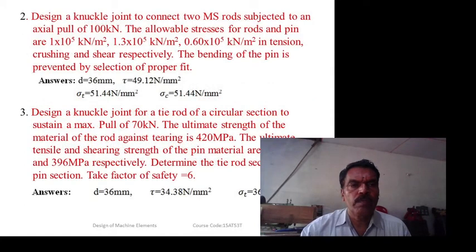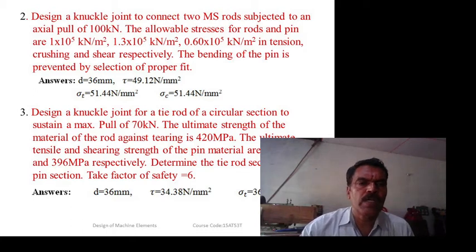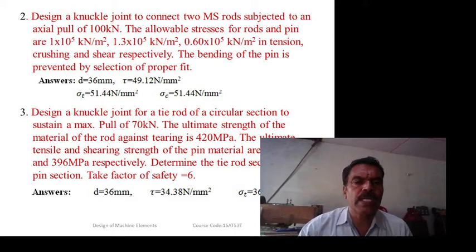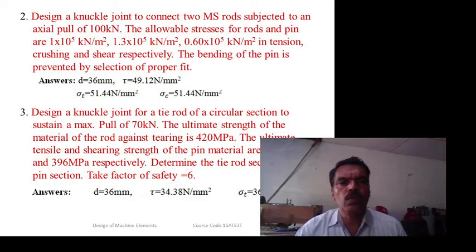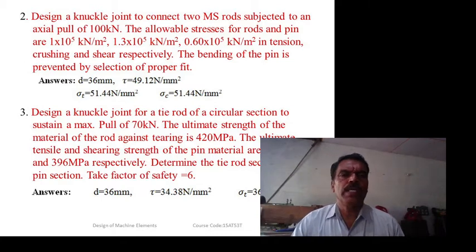Okay, so this is the second question. Design a knuckle joint to connect two MS rods subject to an axial pull. Axial pull is nothing but capital P. P is equal to 100 kilonewton, that is equal to 100 into 10 raised to 3 Newton. The allowable stresses for rods and pins are 1 into 10 raised to 5 kilonewton per meter square. So you have to convert all these into Newton per mm square, because here it is given per meter square.